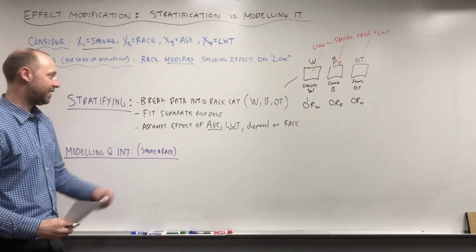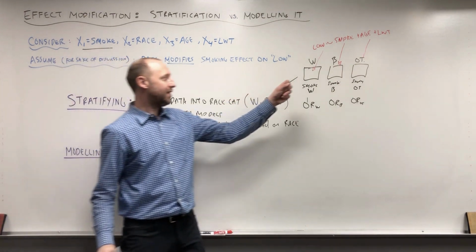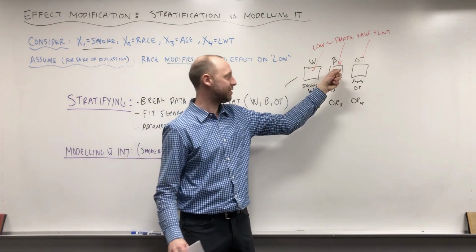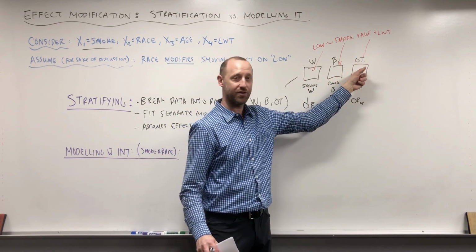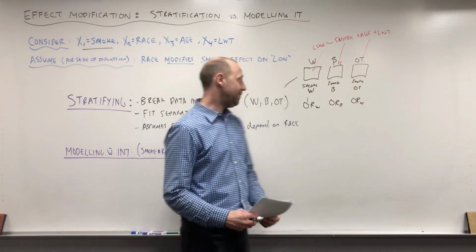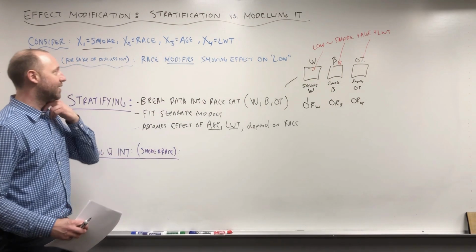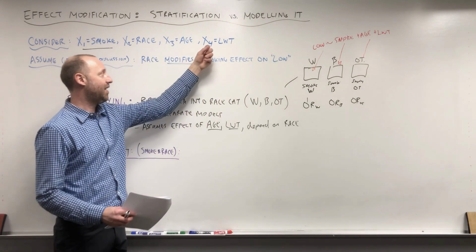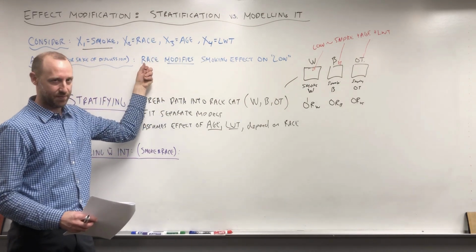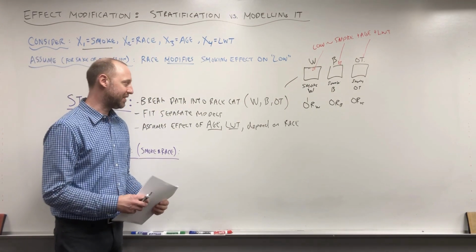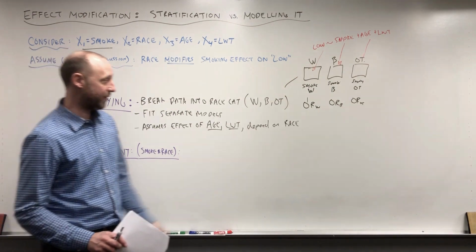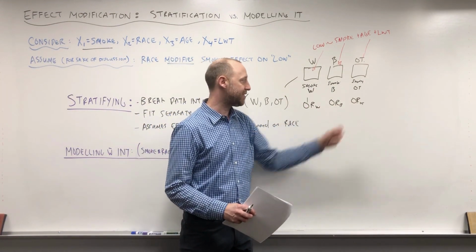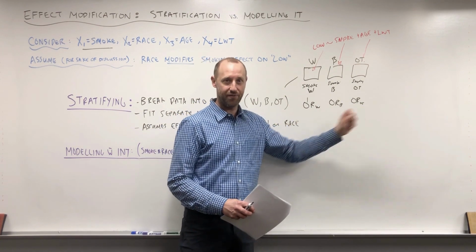And what I mean by that is the effect of age in the white strata, the effect of age in the black strata, the effect of age in the other strata are going to be different. Right? So it's essentially also supposing that the effect of age is modified by race, or depends on race, and the effect of LWT depends on race. Right? It's not explicitly stating that, but that's implicitly what it's doing. We're going to fit three separate models, so we're going to get three separate age effects, three separate LWT effects as well.